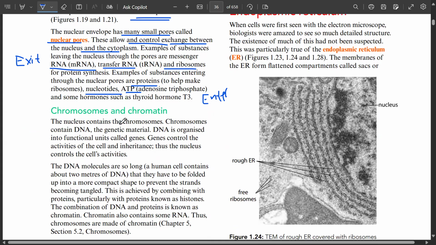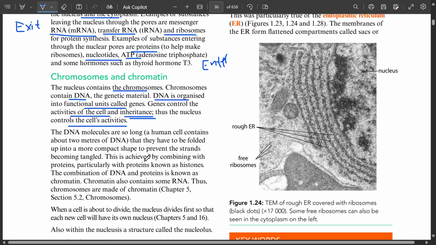The nucleus also contains chromosomes, which contain DNA. What is DNA? It contains genes which determine our characteristics. Good. DNA is organized into functional units called genes, and genes control the activities of the cell and inheritance. Thus, the nucleus controls the overall cell activities as well.